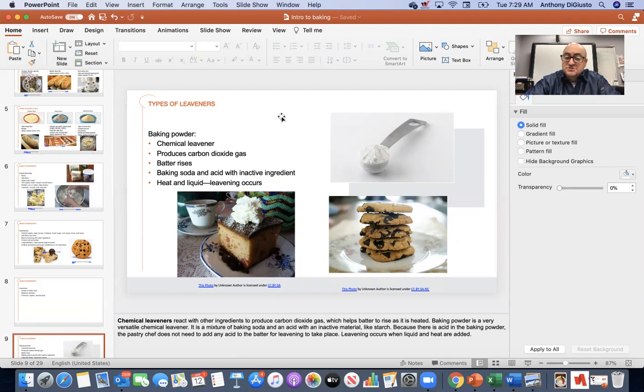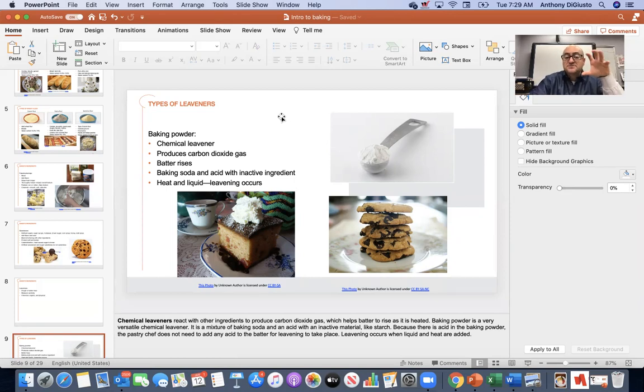Okay, so the first one we're going to see, or this first picture, is baking powder. Okay, there's two big differences between baking powder and baking soda. So baking powder, main points, is a chemical leavener. It produces carbon dioxide gas. It makes batters rise. And it literally is baking soda and acid in an inactive ingredient. And heat and liquid causes leavening to occur.